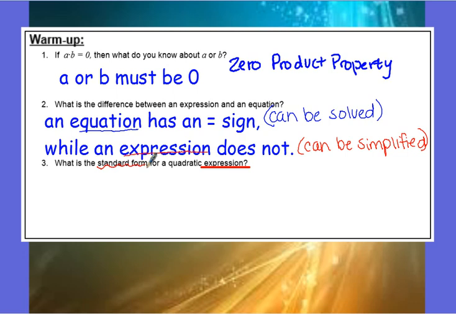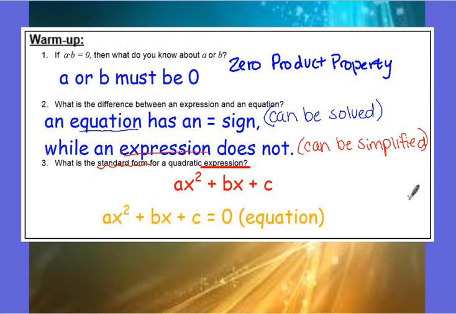So let's remember, what is the standard form for the quadratic expression? We have this in one of our previous notes, ax squared plus bx plus c. Well, now we're going to be looking at an equation in standard form. It's when we have an equal sign and the entire equation is set equal to 0.